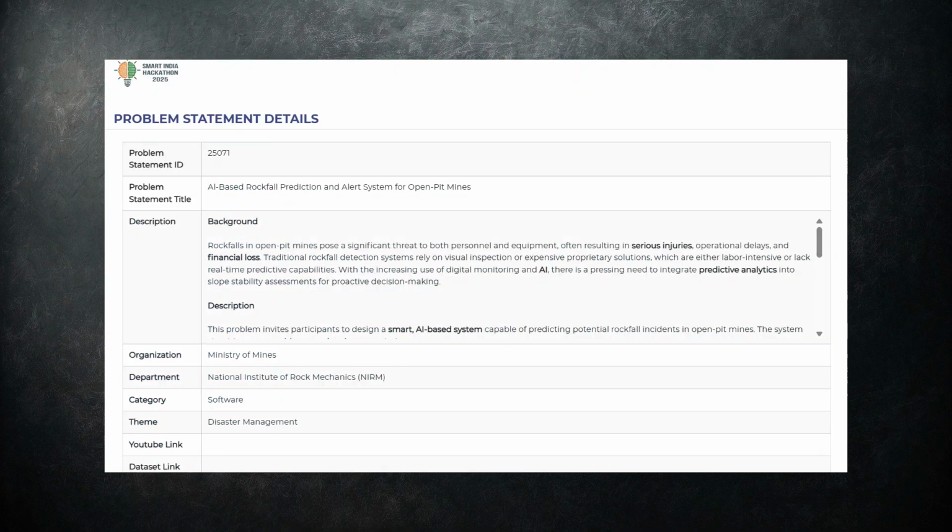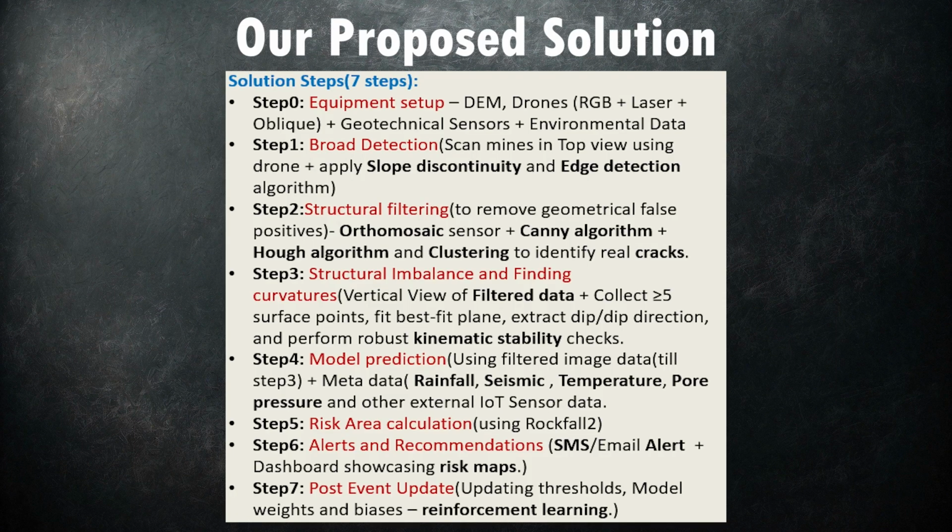Our project is about an AI-based rockfall prediction and alert system for open pit mines, and its description you can read over here. For our project, we will be following the 7-step process. I will be giving the overview of these 7 steps, and further in the video we will discuss each step in detail. Initially in step 0, we will set up equipment.